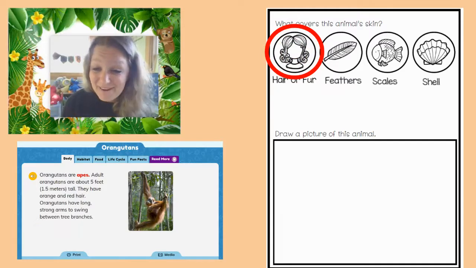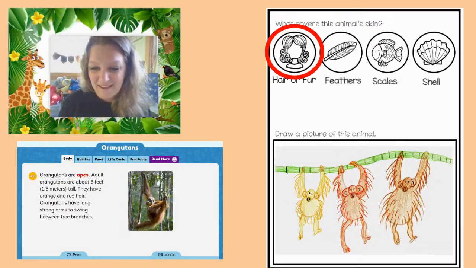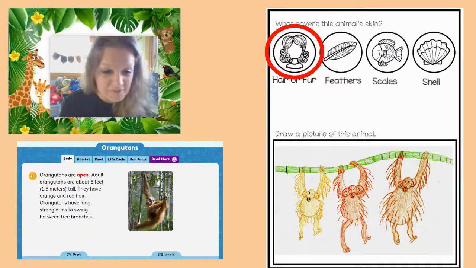Now the last part is where you get to draw a picture of this animal. Okay. I looked at my picture and I looked at all the different shapes and I used my science eyes to observe what the animal looks like. So I drew the orangutans with their long, strong arms swinging on the branches.